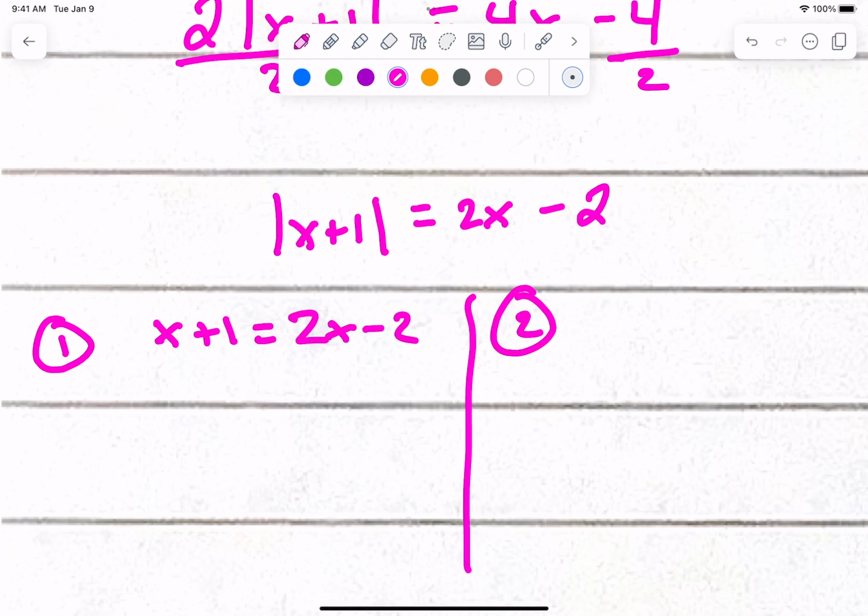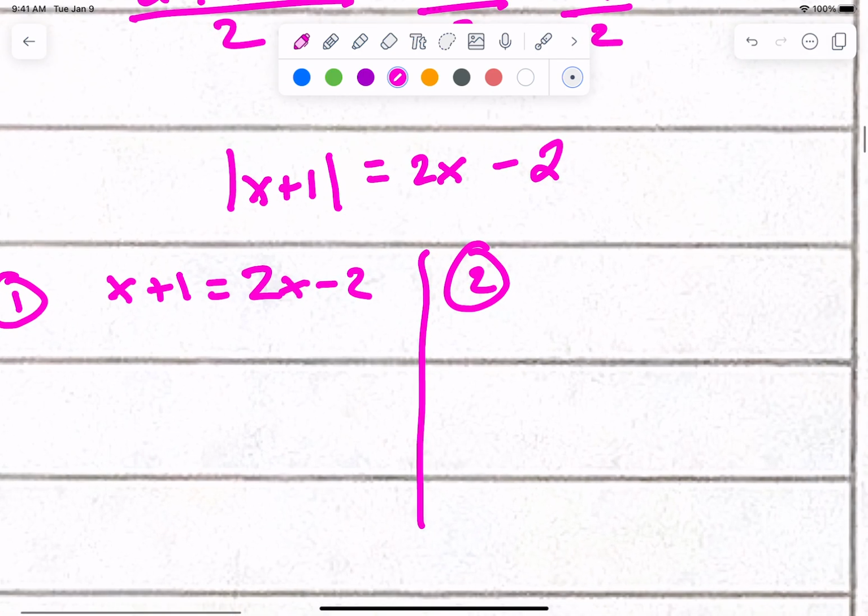What? Am I going too fast? I'm going the perfect pace. You're just going too slow.